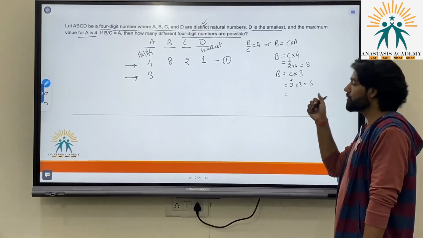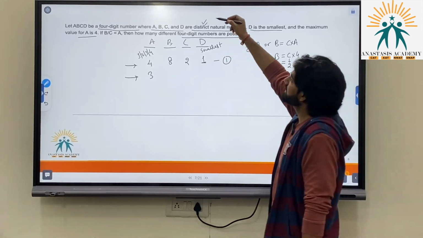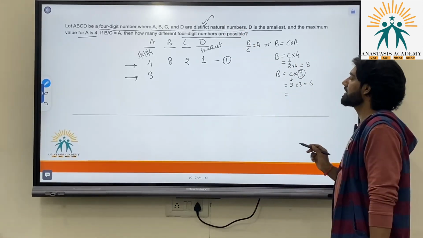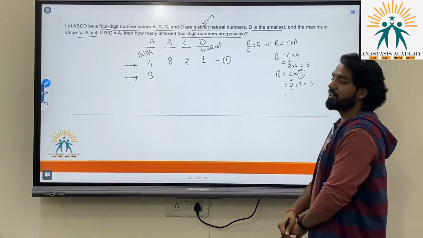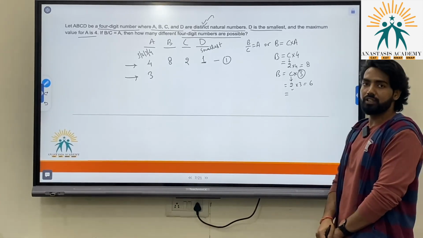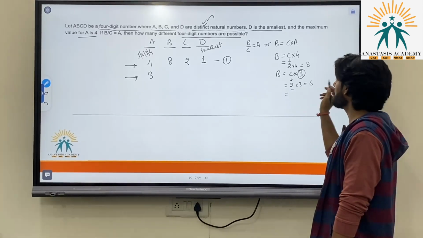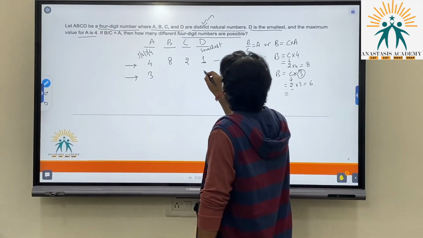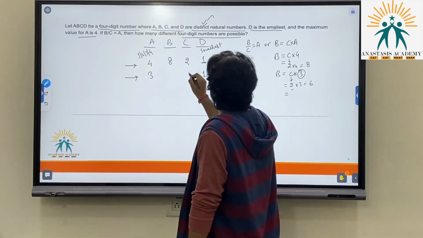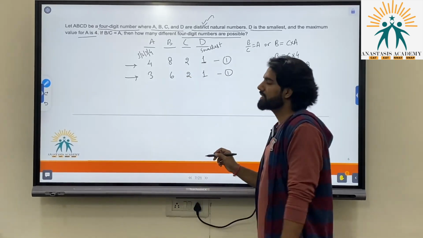Second case, can I give 3 to C? No, because A is already 3 and these are distinct natural numbers. I cannot give 3 to C. And I cannot give any value more than 3 to C, because in that case this digit becomes 2 digits; 4 into 3 is 12. So only one such number is possible in this case also: D is 1, C is 2 and B becomes 6. One such number from this condition.